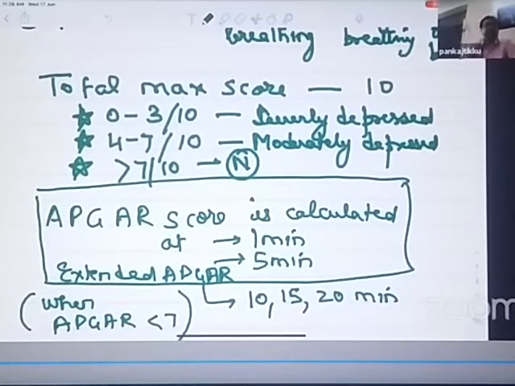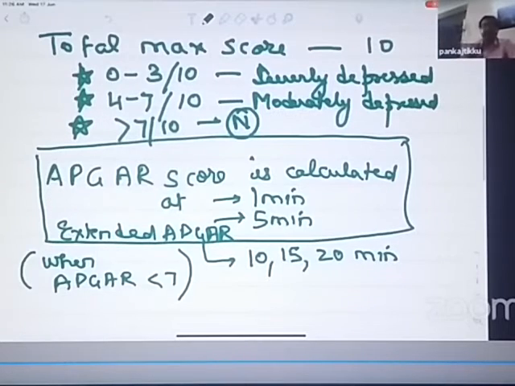When is the Apgar scoring calculated? At 1 minute and 5 minutes. Do we calculate the Apgar even after 5 minutes? Very rarely. When the Apgar score at 1 and 5 minutes is less than 7, then you have to calculate the Apgar score beyond 5 minutes also, that is at 10, 15 and 20 minutes. This form of Apgar is known as extended Apgar scoring. Right? So this is all about Apgar scoring. I hope you have understood Apgar scoring. Let us come back to our slide now.